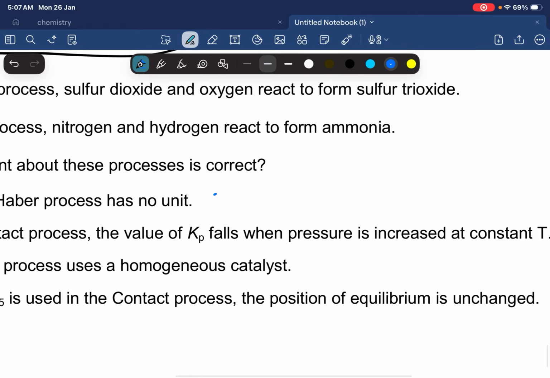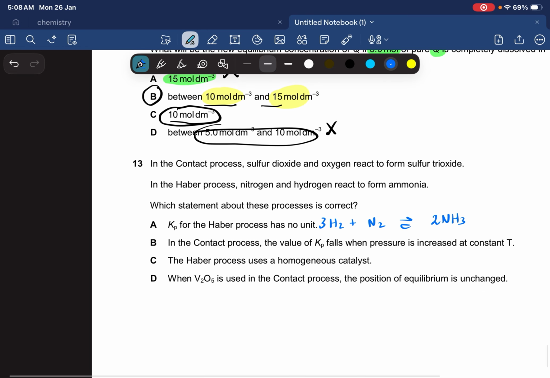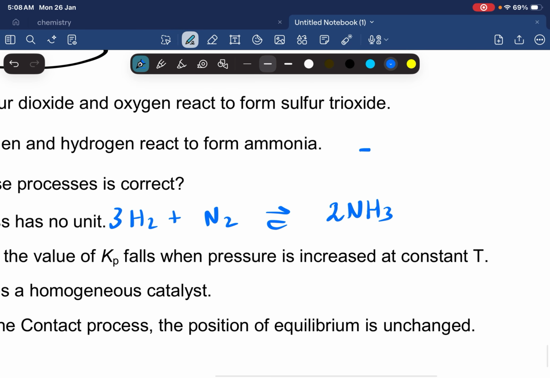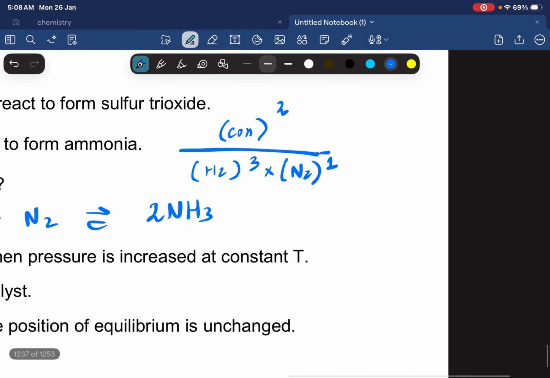For the Haber process, I have my hydrogen, I have my nitrogen, and I form 2NH3, and then I have a 3 here, and that's Kp has no units. So Kp is gonna have products over reactants. So the concentration of the products times, it's gonna be a square above. Then for hydrogen, it's gonna be a cube times nitrogen, it's gonna be raised to power 1. So above it's 2 and below it's 3 times 1.